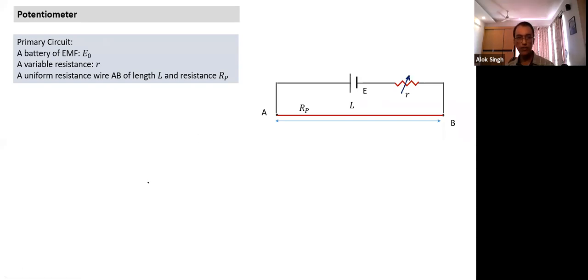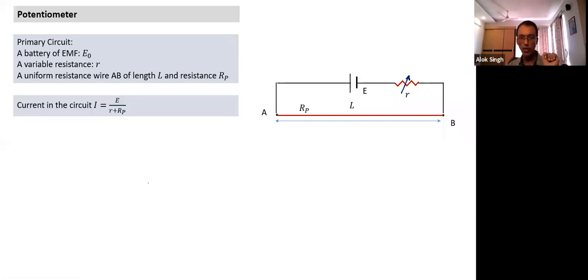In the primary circuit, there's a term called potential gradient, which is one of the important terms to understand potentiometer. We'll first focus on understanding potential gradient, what the term indicates, what it means, and what it signifies. If this circuit is given, finding the current is easy. Current is equal to EMF divided by total resistance. Both are connected in series, so the total is the resistance of the potentiometer plus the rest of the resistance in the circuit. That's the current. No problem at all.